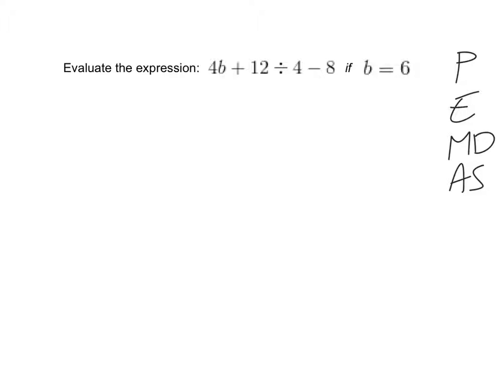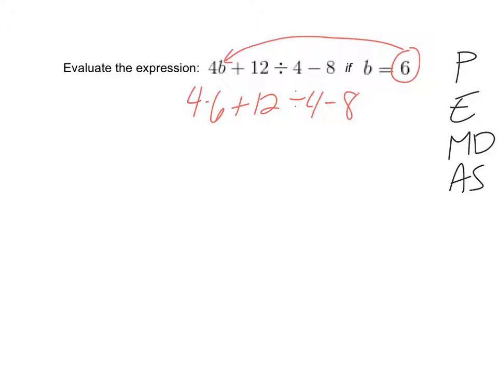So we're going to evaluate the expression 4b plus 12 divided by 4 minus 8, and we're given b is 6. The first thing we always do is plug our number in for our variable. So instead of 4b, we're going to have 4 times 6 plus 12 divided by 4 minus 8. Now we go through our order of operations. There are no parentheses, there are no exponents. Multiply and divide from left to right.